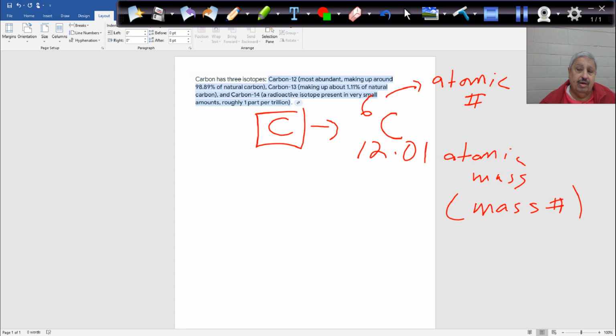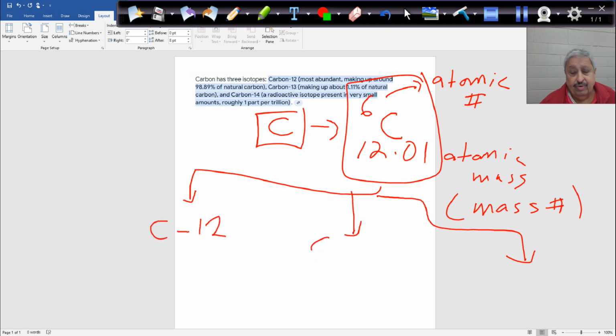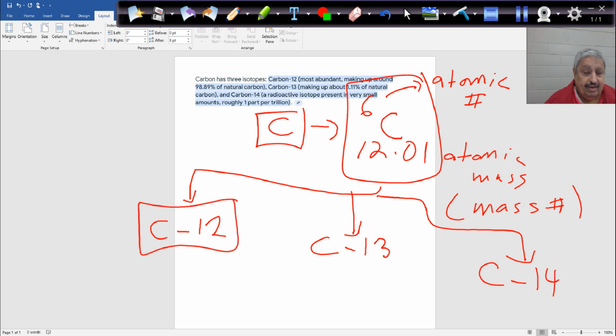And we want to see how this really appears in nature. In nature, we have 3 types of modification of this element: carbon 12, carbon 13, and carbon 14. Carbon 12 is by far the most abundant modification of carbon in nature.